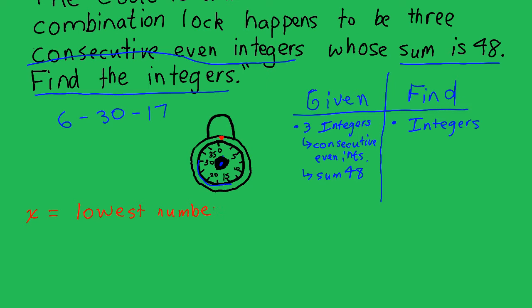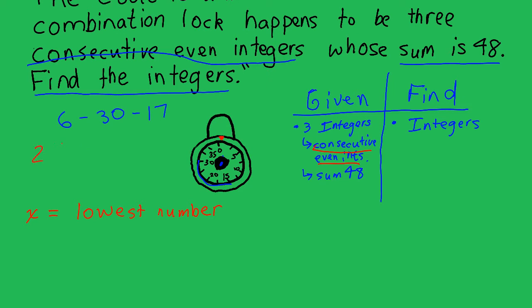So how can we define the next even integer? Because that's what the middle number is going to be. If they're consecutive even integers, the middle number is going to be the next even integer after the lowest number. So that means it would be how much more? It'd be 2 more, right? So the next even integer is always going to be 2 more than the previous even integer.